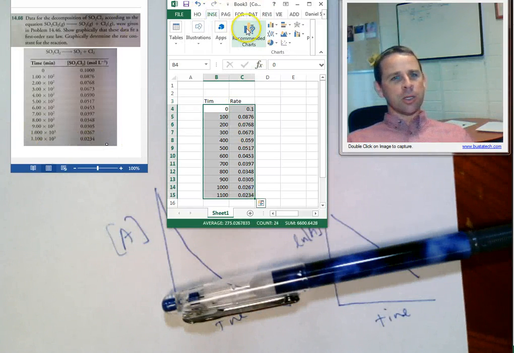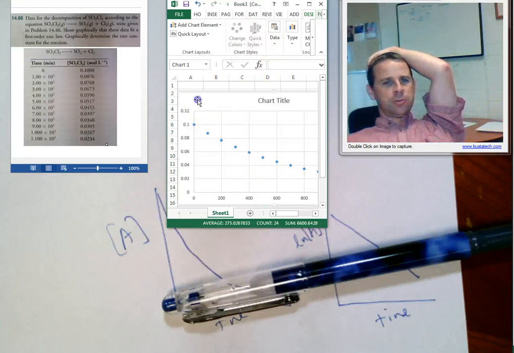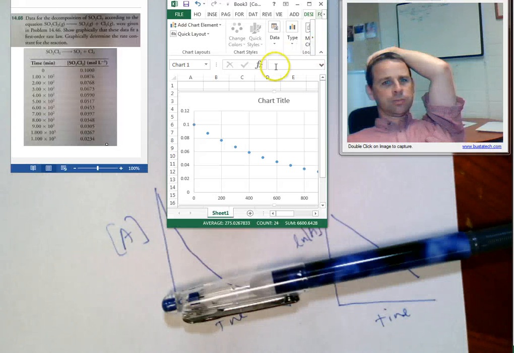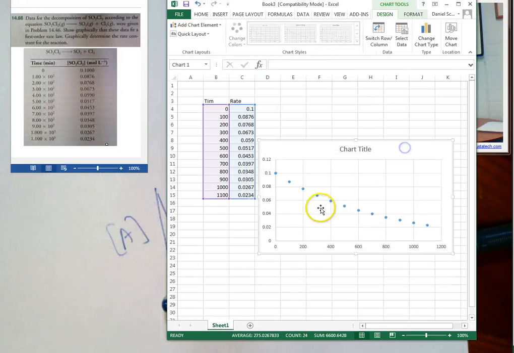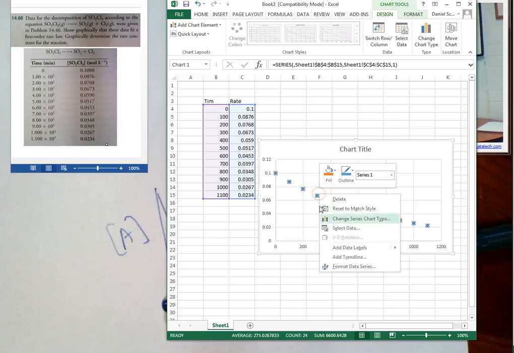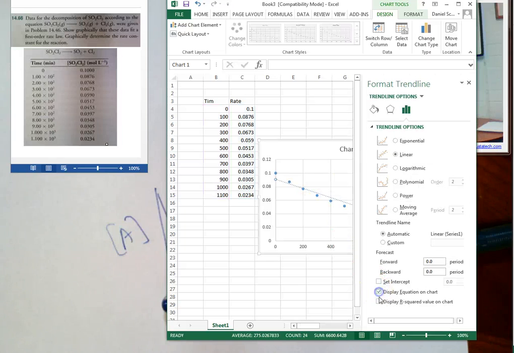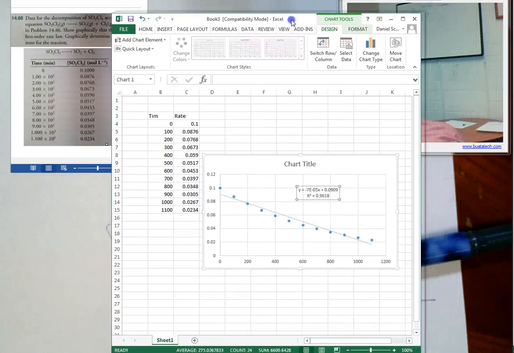Insert a chart. This is the one I want to insert there. And it might look like it's kind of linear. I can right click on here and add a trend line and show that it's not linear, right? So I'm going to display the equation on the chart and the r squared value. And with that line there, you can see that it's not linear, and the r squared value is relatively low.